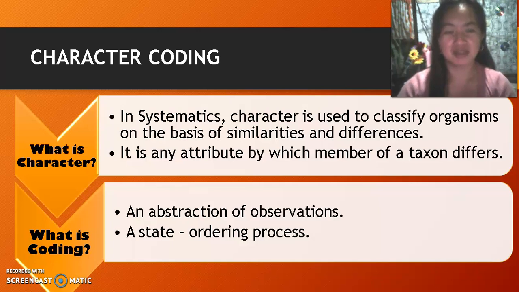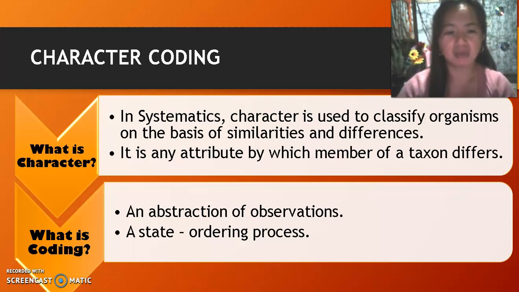Let's start with character coding. What is a character? Since we are talking about biological systematics, let us limit our definition to this field. A character is used to classify organisms on the basis of similarities and differences. It is also an attribute by which a member of a taxon differs. We all know that there are many organisms that exist in our surroundings, and for sure, these organisms have similarities and differences, and that is what we need to characterize.